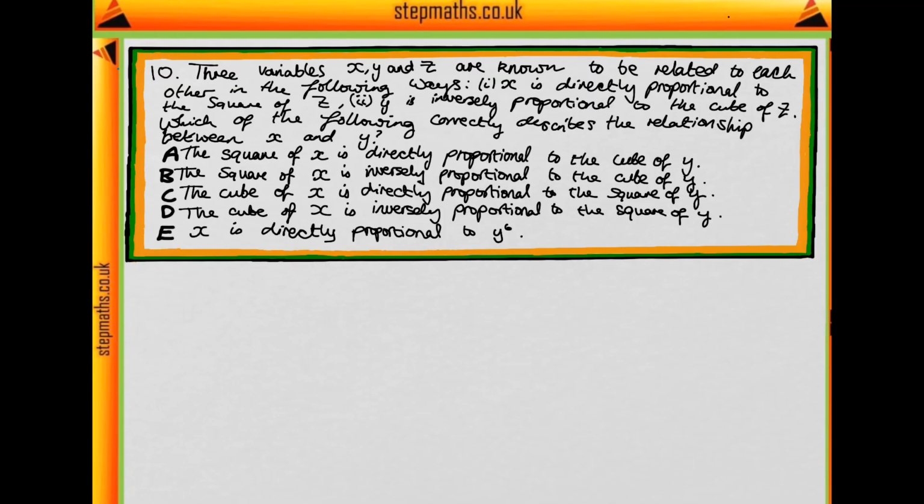This is question 10 of the Natural Sciences Admissions Assessment Specimen Paper. In this question we have three variables, x, y and z, which are related to each other in different ways. So x is directly proportional to z squared, y is inversely proportional to z cubed, and we want to know the relationship between x and y.